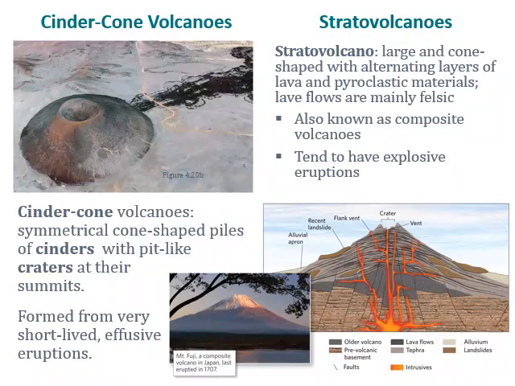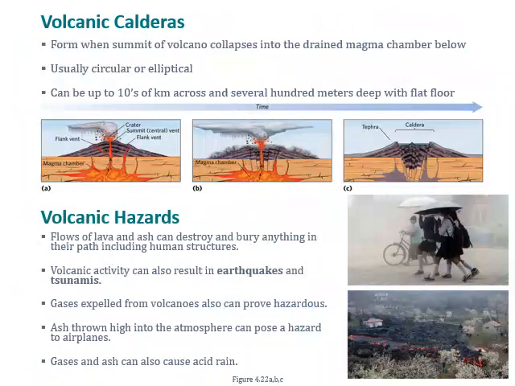Volcanic calderas form when the summits of volcanoes collapse into the drained magma chambers below. So there's nothing holding up the summit anymore. And these are usually circular or elliptical and can be up to tens of kilometers across and hundreds of meters deep with a flat floor. In part 3, we will discuss volcanic hazards and the plate tectonic context.